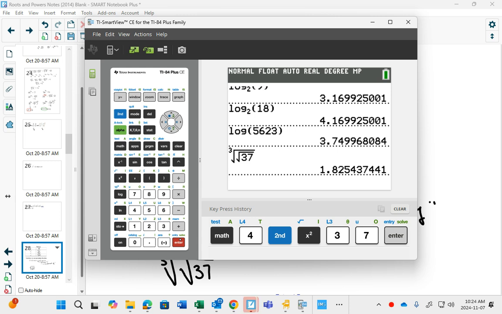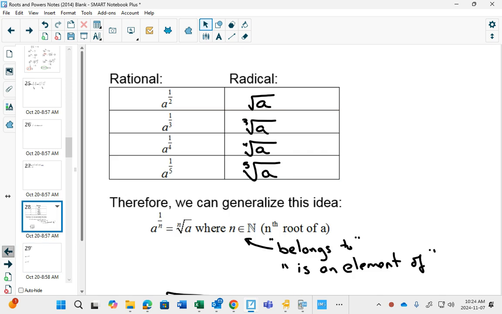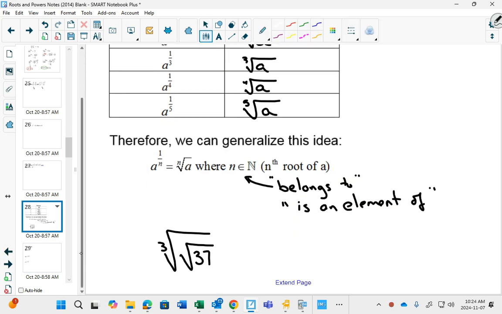Now I'm going to play around with this with the new rules I just learned. A cube root is a 1/3. A square root is a 1/2. So I can change a square root to an exponent of a half, and I can change a cube root to an exponent of a third.